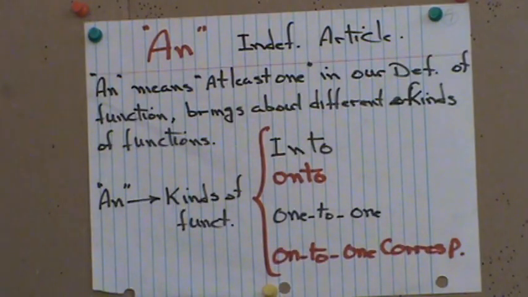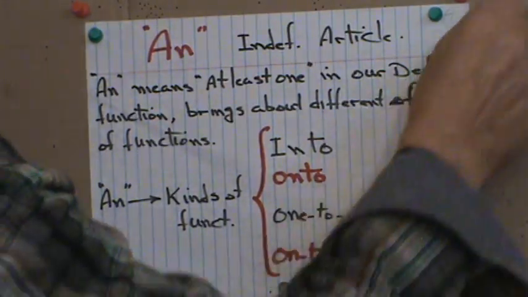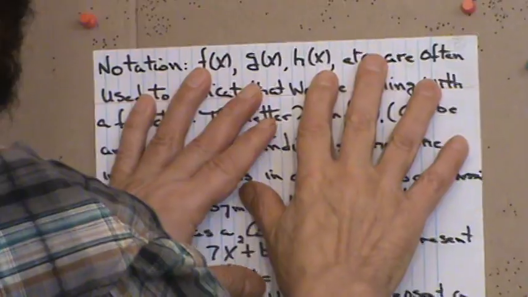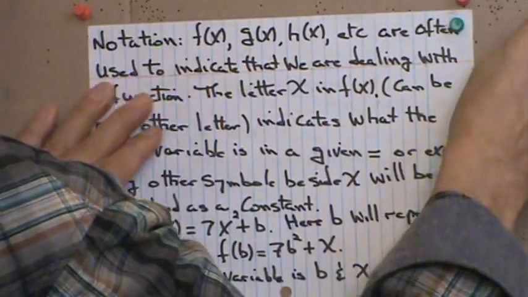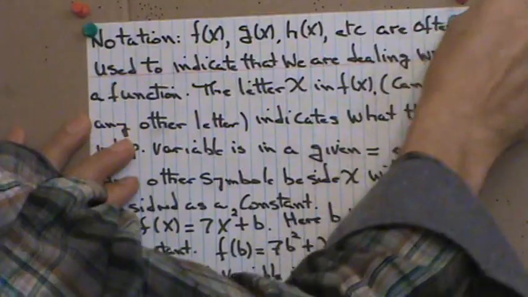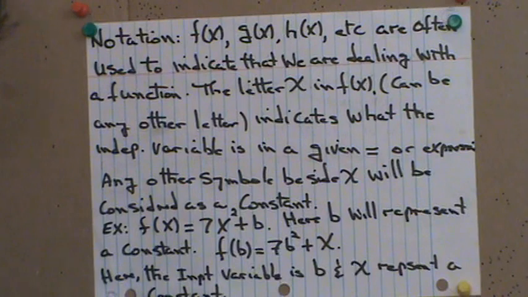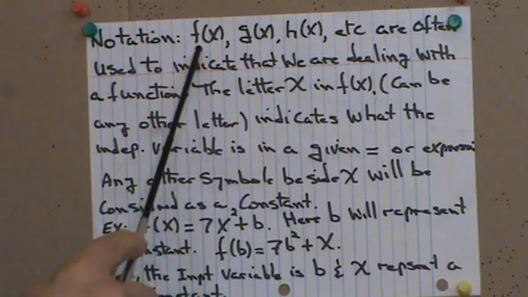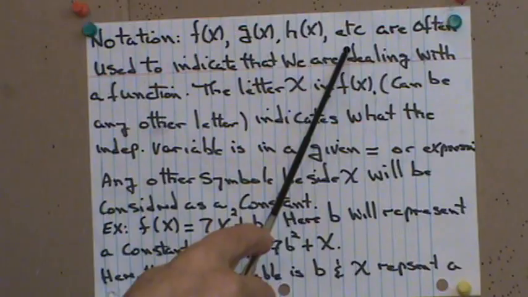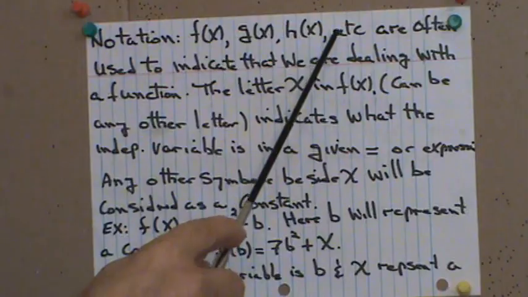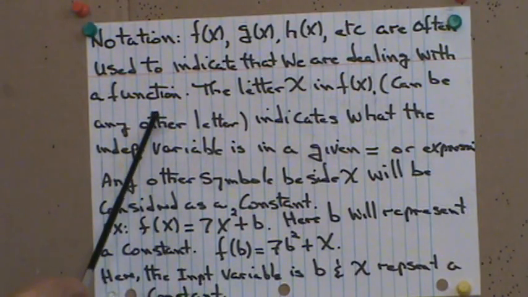Okay, then now I have the last one that I will just read quickly for you, and I don't go into detail on that because I don't want the lecture to get too long. I'm supposed to give a short lecture. So it's about notation. Let's see what it means for the notation. Now let me read it for you quickly. F of x, g of x, h of x, etc. are often used to indicate that we are dealing with a function.